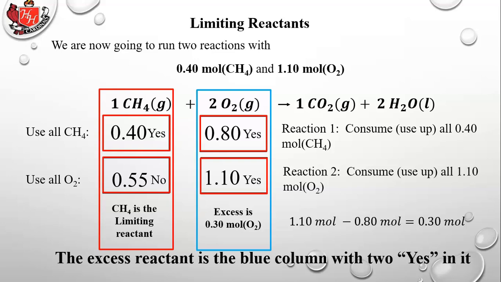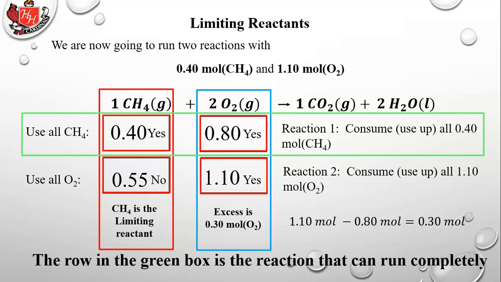So how much O2 are you going to have left over? Well, you started with 1.1. You had to use 0.8 in the top row reaction. So 1.1 minus 0.8 equals 0.3 moles. So the excess is 0.3 moles of O2. That's the amount of your excess reactant you have left over. You can put it away and use it some other time. The row in the green box is the reaction that can run completely. So that's what we just said. We can use all the CH4 without running out of O2.